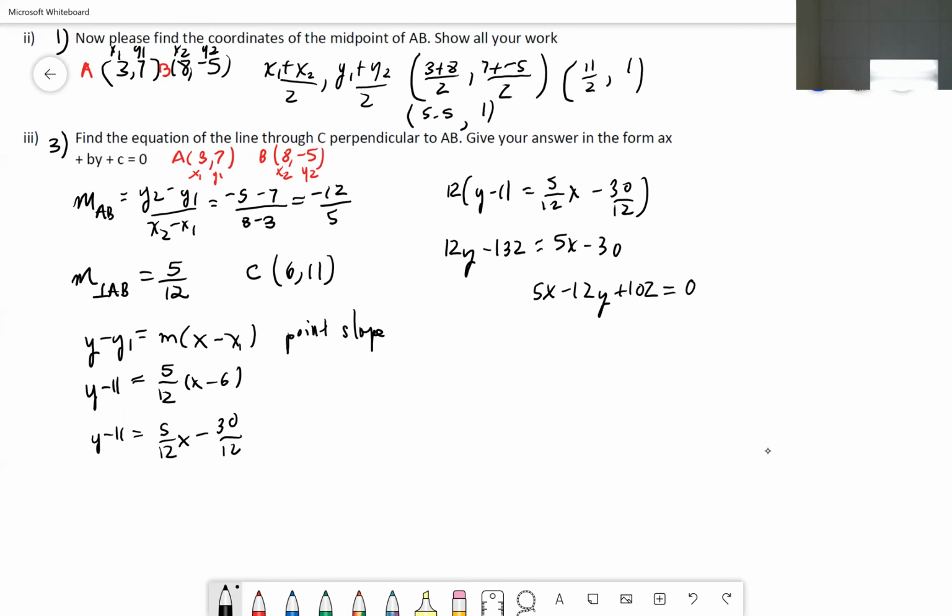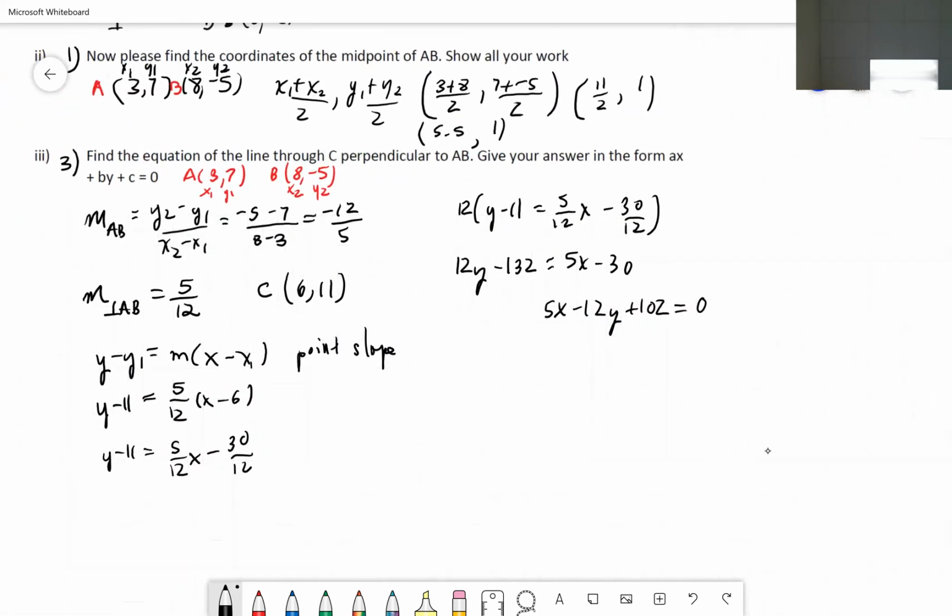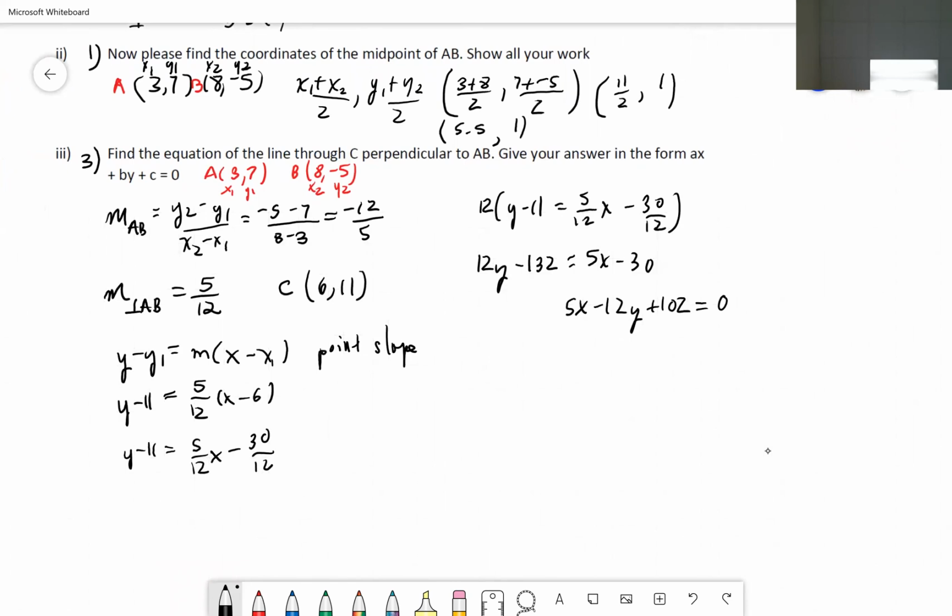Right? Did I make a mistake? Well, what I do is I check my work. If I'm fearful that I got something wrong, I start looking around. Negative 5 minus 7 divided by negative 3, that's good. I do the reciprocal of that, that's good. Then I go ahead and multiply, that's good. Everything looks solid to me. And then I write down my point correctly. Is C correct at (6, 11)? Yes. So as far as I'm concerned, I'm good.